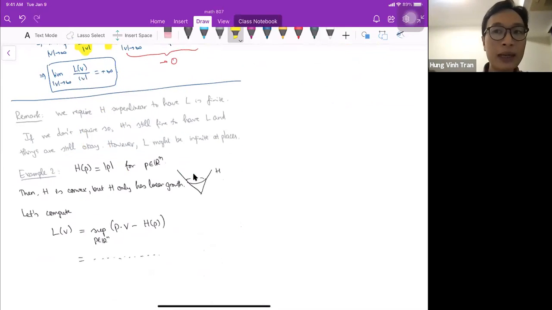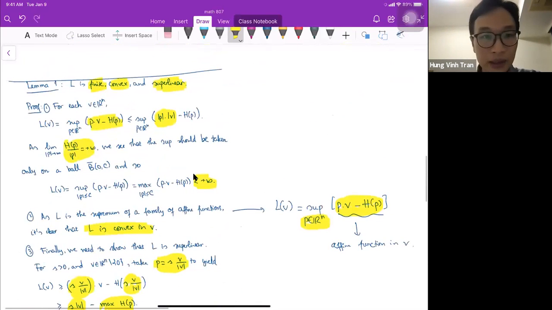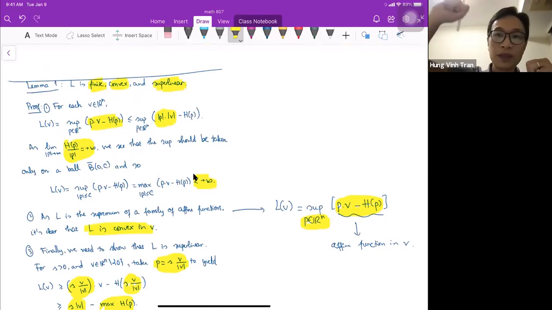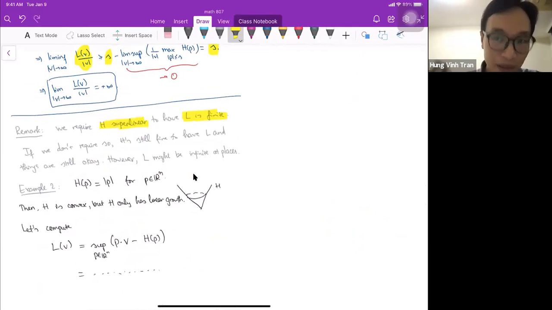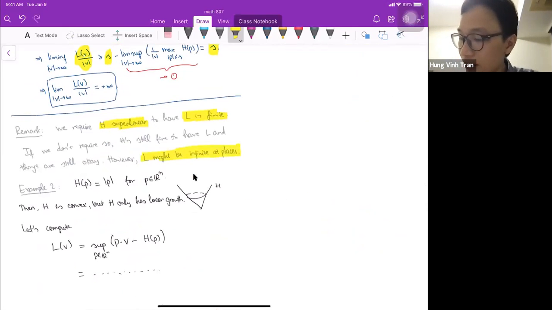Okay. So actually now we're going to come to exactly one of the questions that you guys had earlier. The superlinearity of H was required so that L is finite, right? Because if I go back here, when we look at P dot V minus H of P, one has linear growth, one has superlinear growth. So the superlinearity determines that we cannot have infinity. But in many examples and cases in practice, we actually don't need to assume that H is superlinear. If we don't assume superlinearity, then we can still define L. However, it's clear that in such cases, L might be infinite at some places.